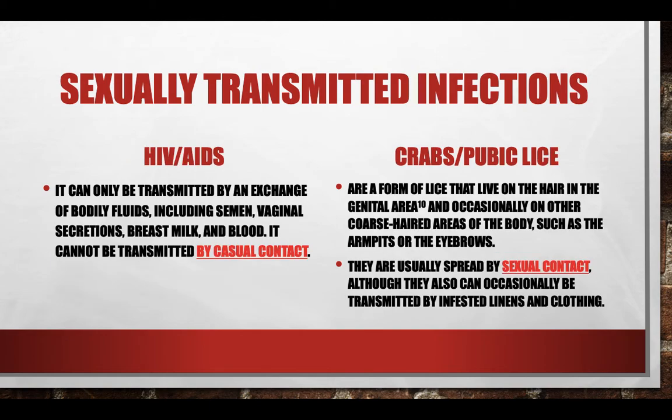Other infections are HIV or AIDS, and these are the most common. It can only be transmitted by an exchange of bodily fluids, including semen, vaginal secretions, breast milk, and blood. It cannot be transmitted by casual contact. Okay, there are other infections like crabs or pubic lice. They are a form of lice that live on the hair in the genital area and occasionally on other coarse-haired areas of the body, such as the armpits or the eyebrows. They are usually spread by sexual contact, although they can also occasionally be transmitted by infested linens and clothing.